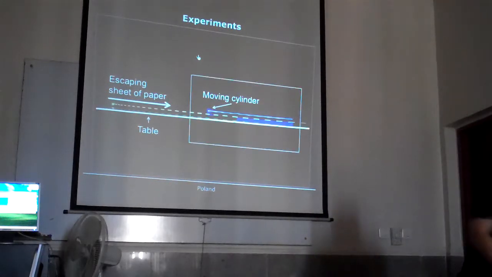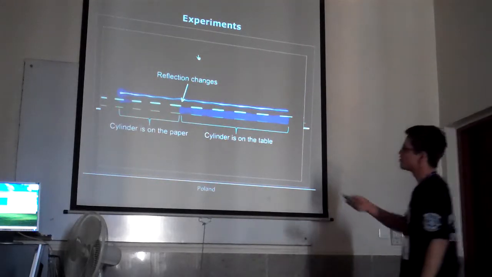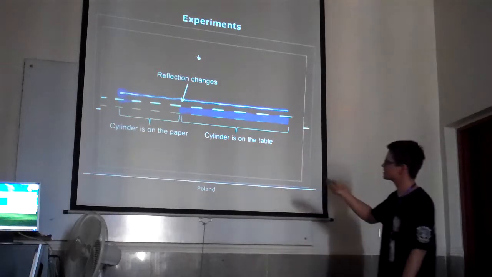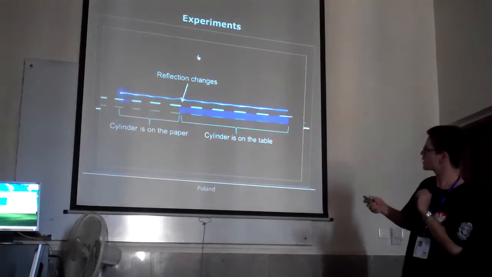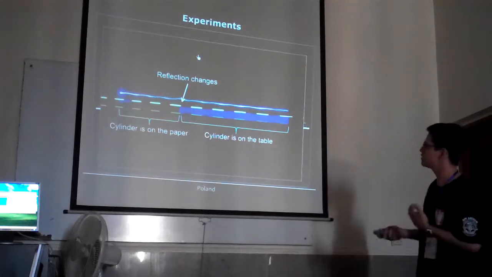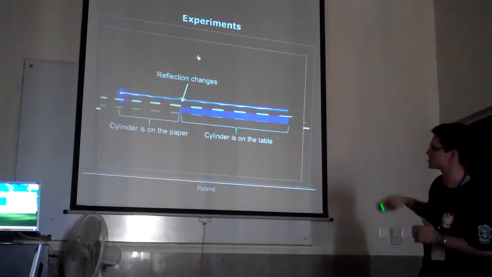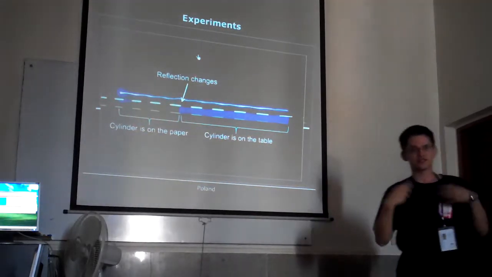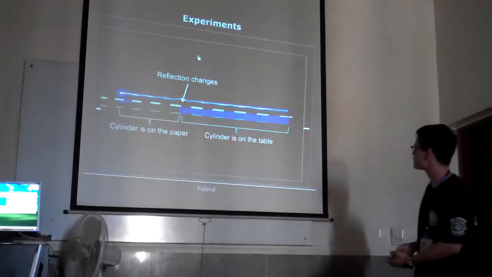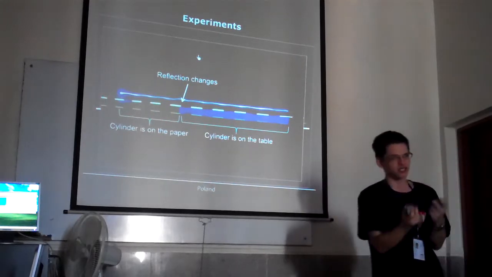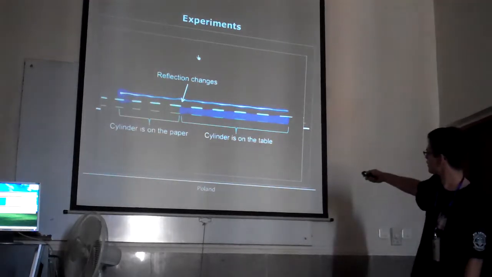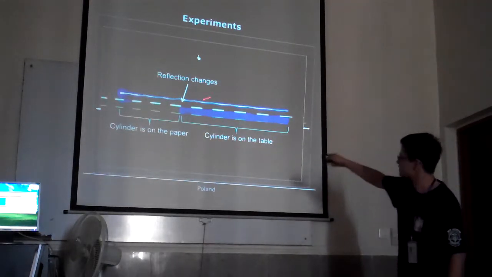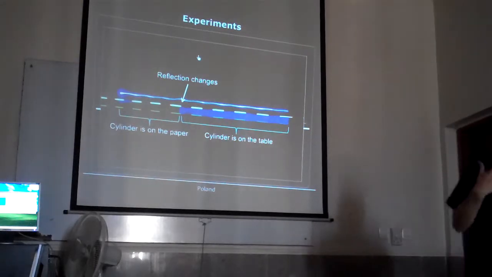By taking a closer look at our cylinder, we notice that there's a different reflection when the cylinder is on the paper and when it is on the table, because we can precisely find the moment when the reflection changes. This is the exact point when the cylinder touches the table for the first time. Thanks to this, we can precisely measure that moment and measure the distance traveled on the table.